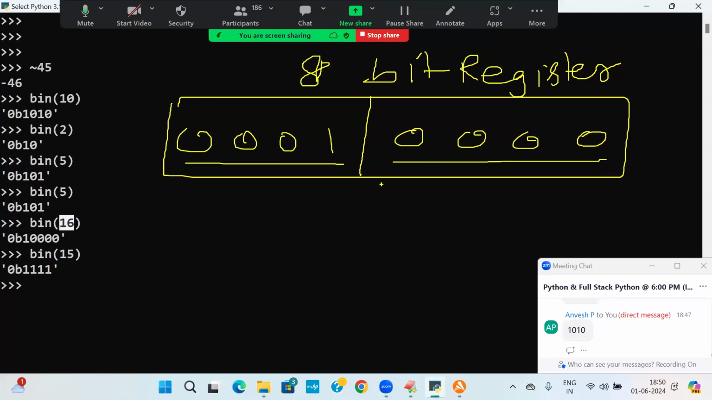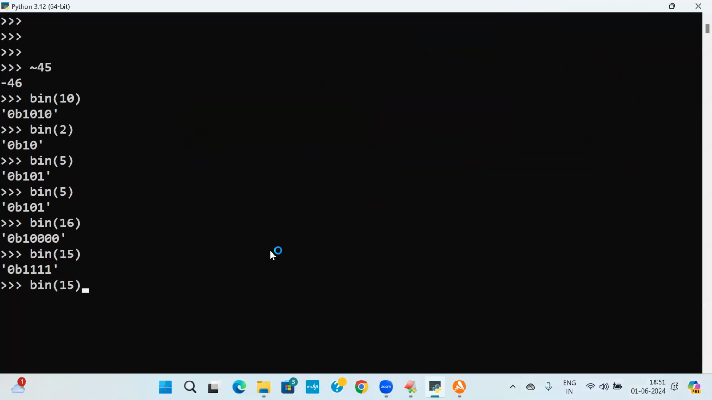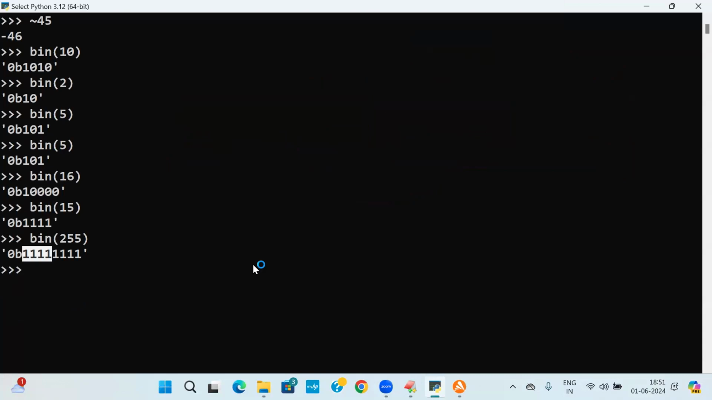0, 0, 0 is called what? It is called an 8-bit register. Able to follow? And don't think that only 8-bit register data will be coming. Who knows, more than 8 bits will also come. So 2 to the power of 8, how much? 256. Take the value 255. What is coming? 4 ones, 4 ones. Take here 256.